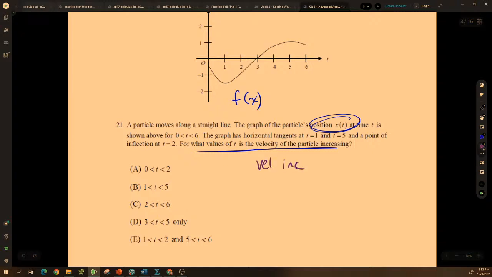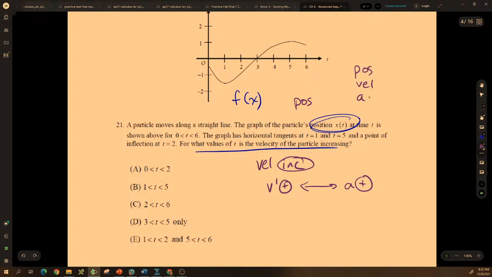Okay, velocity, when I see the word increasing, means that v prime is positive. Another thing for v prime is positive is that a is positive. So I'm given, again, position, right? So if we have position, velocity, acceleration, acceleration is the second derivative. So if I want a positive acceleration, that means that position needs to be concave up.